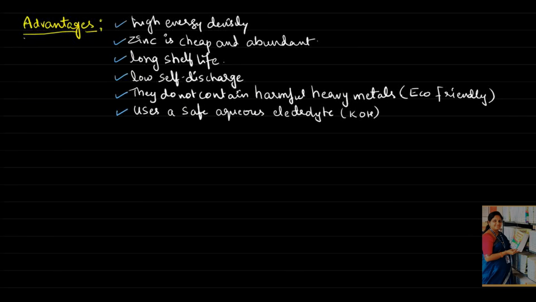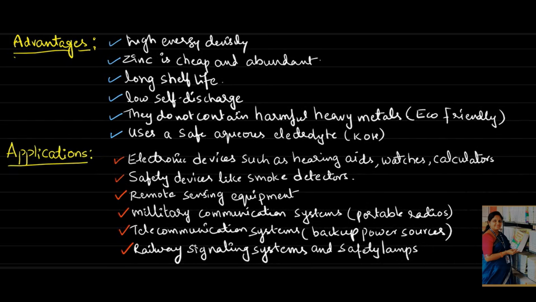And next, applications of zinc-air batteries. They are used in hearing aids, watches, calculators, and they are used in smoke detectors and remote sensors and military communication devices like radios, and used as backup power in telecommunication systems, and also used in railway signaling and safety lamps, etc.